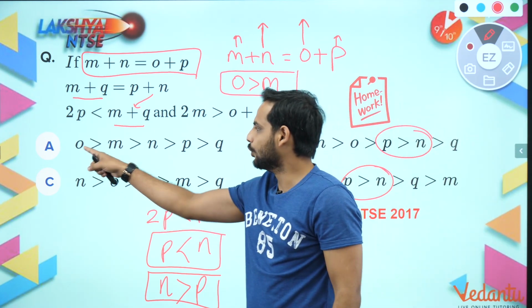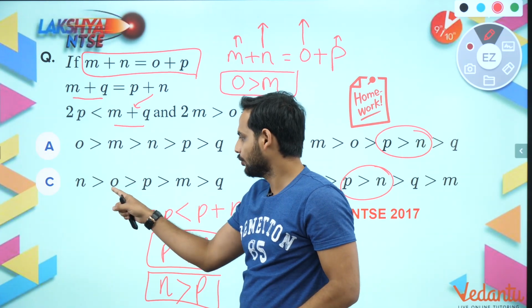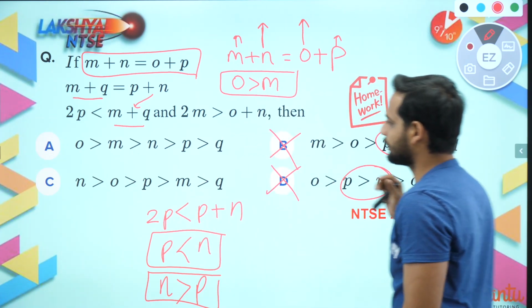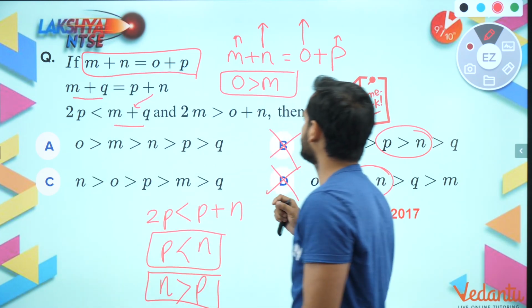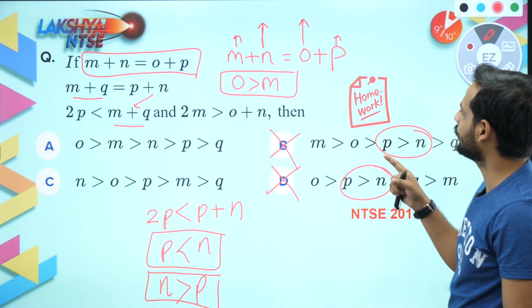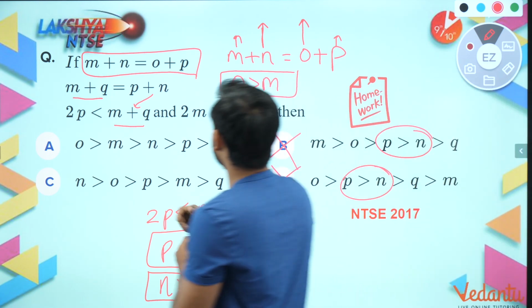Let's check here. O is greater than m? Yes. Here o is greater than m? Yes. So both may be correct. Okay. Now let's move ahead. Next part which we can do is o is greater than m we have got.